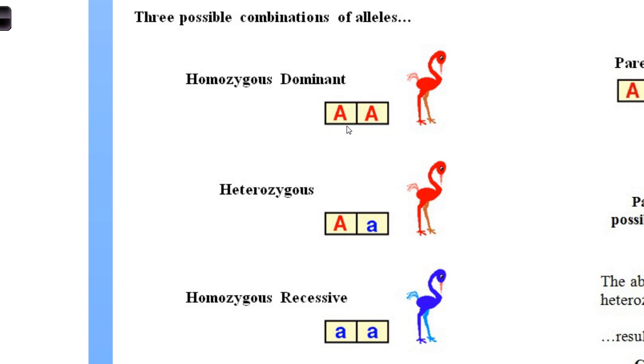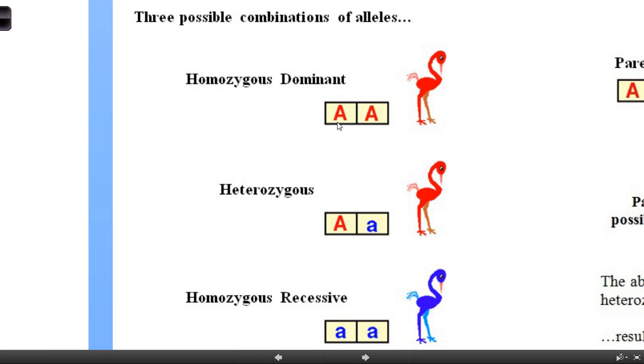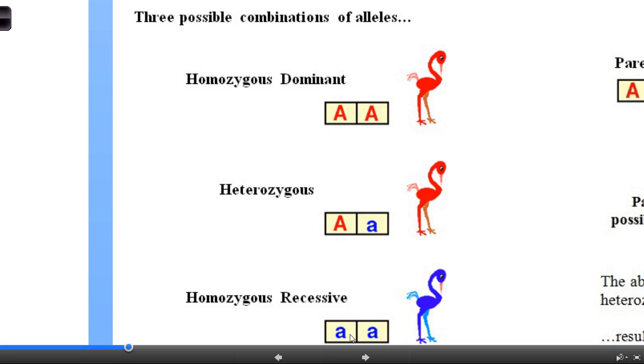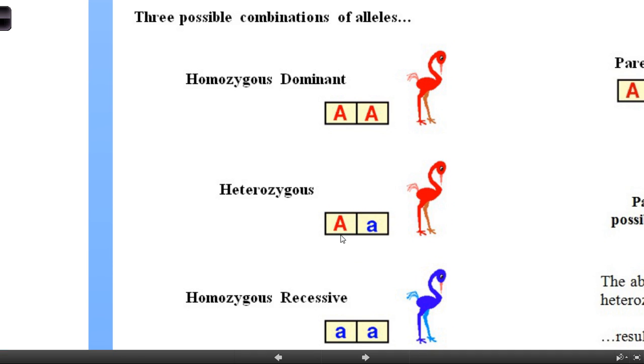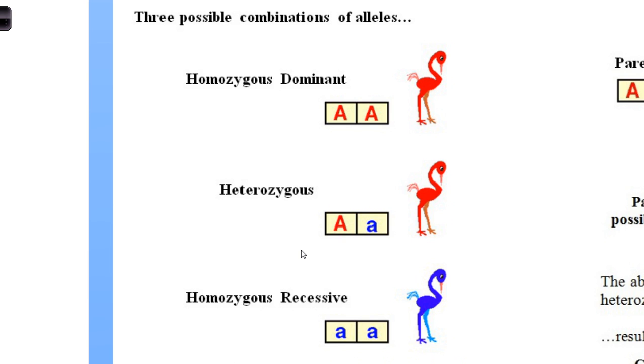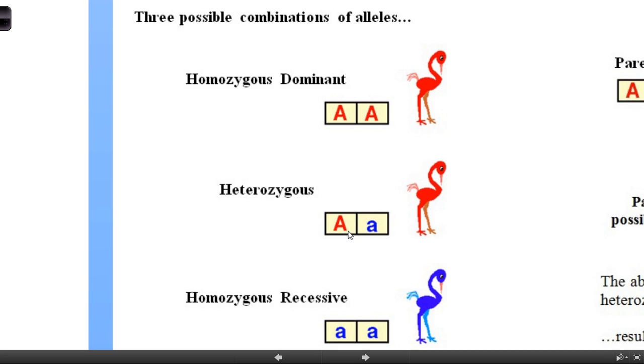So there are three possibilities then. A bird could have two big A's, which in this case makes them red, or they could have two little a's, which in this case makes them blue. But what happens if they've got a big A and a little a? So what happens if they've got the allele for red color and the allele for blue color? Well, one version of the gene might be dominant over the other one. In this case, if you've got the allele for red color and the allele for blue color, the bird is still red.